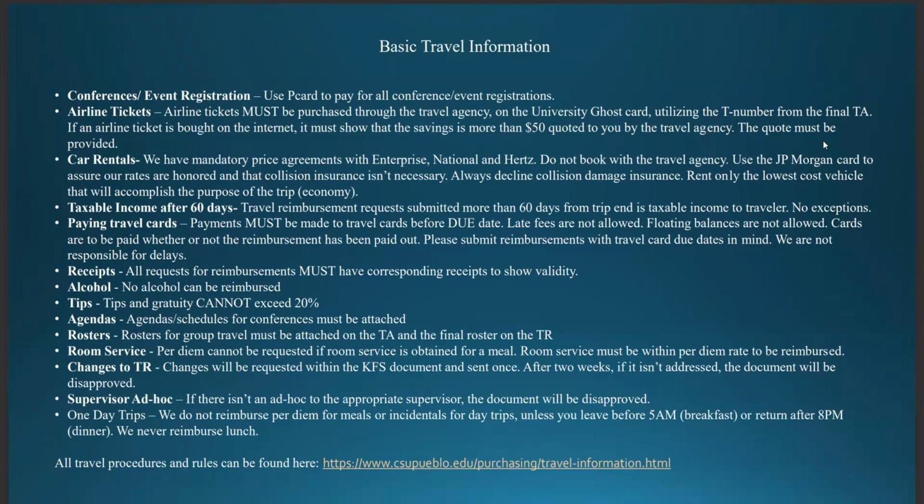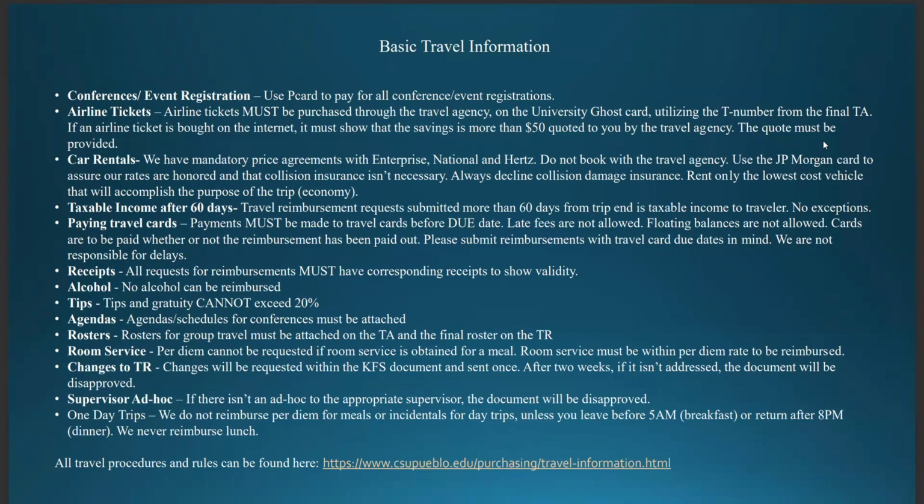So agendas and schedules for conferences must be attached. They have to be itemized so I can see what you're doing all day. The reason I ask for this is so I can make sure that if they're giving you lunch, you're taking that lunch opportunity with them and we're not paying you for it. I just really need to see a full agenda of what's going on at your conferences. Rosters for group travel must be attached to the TA, and the final roster needs to be attached to the TR. So I want a tentative roster on the TA and then a final roster on the travel reimbursement.